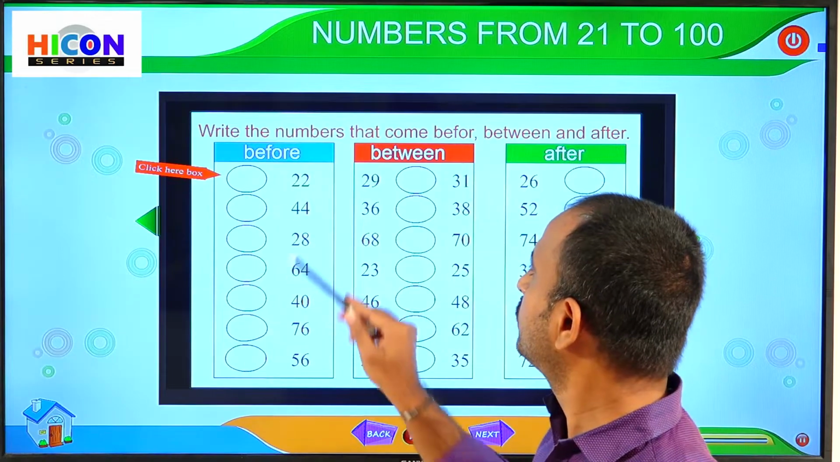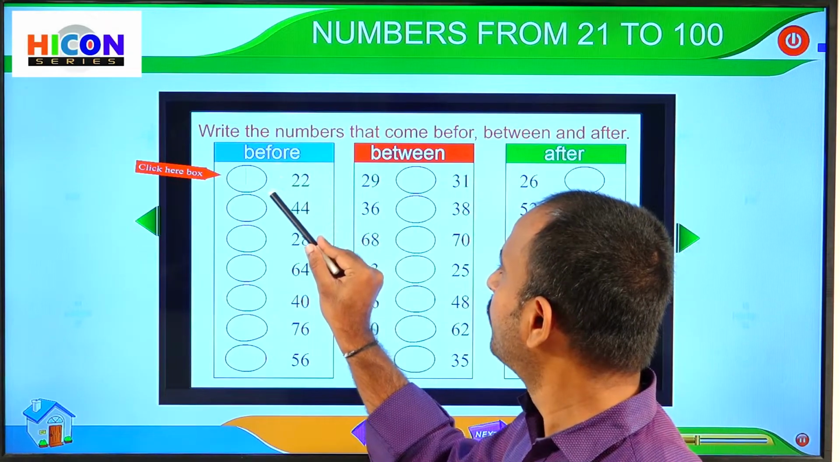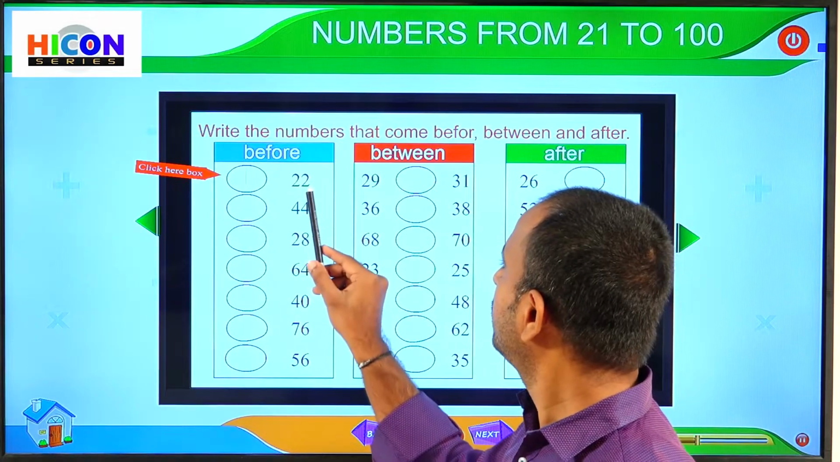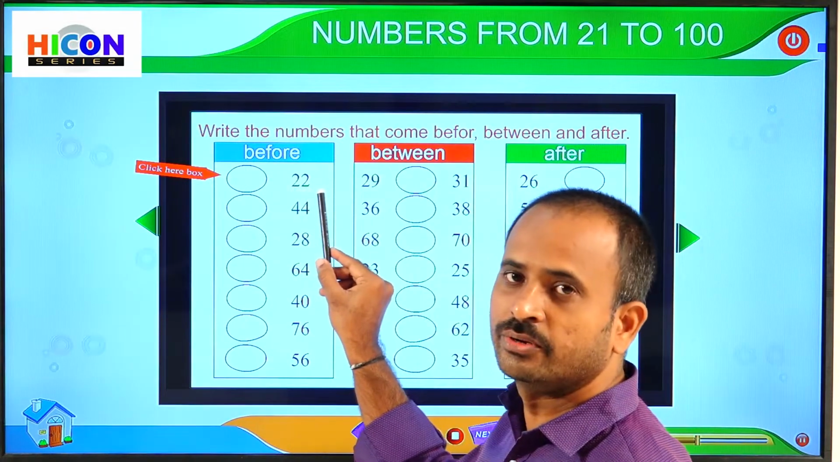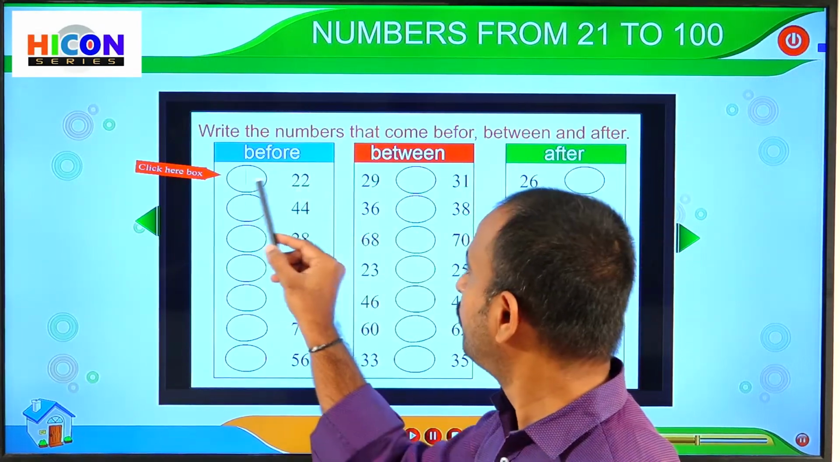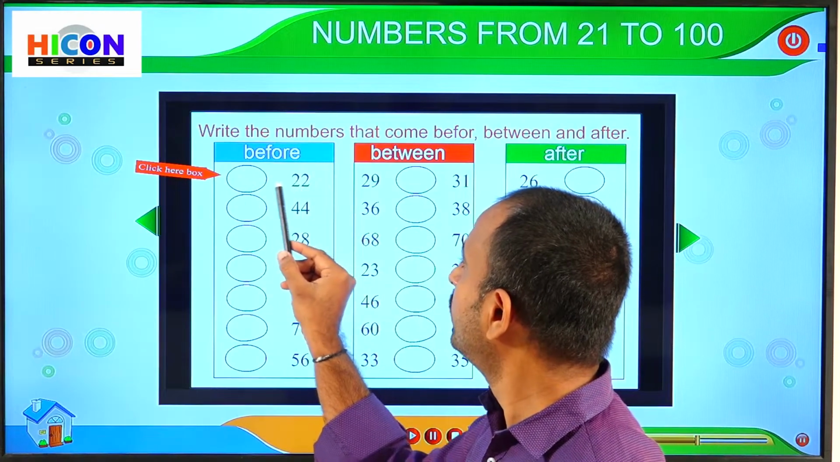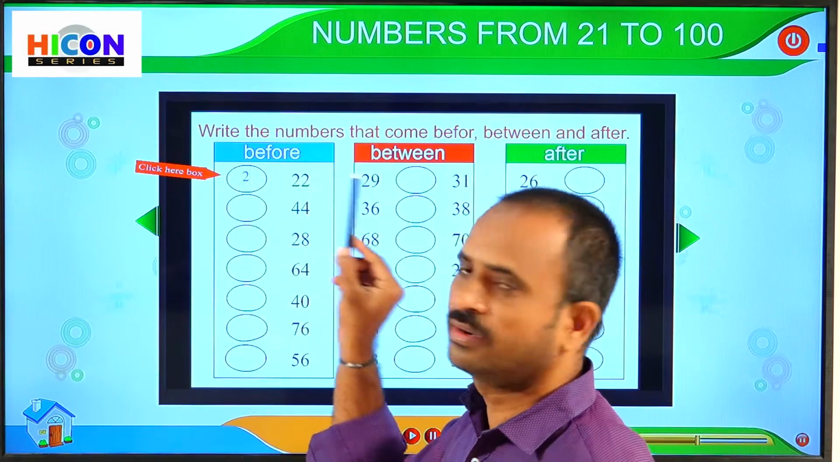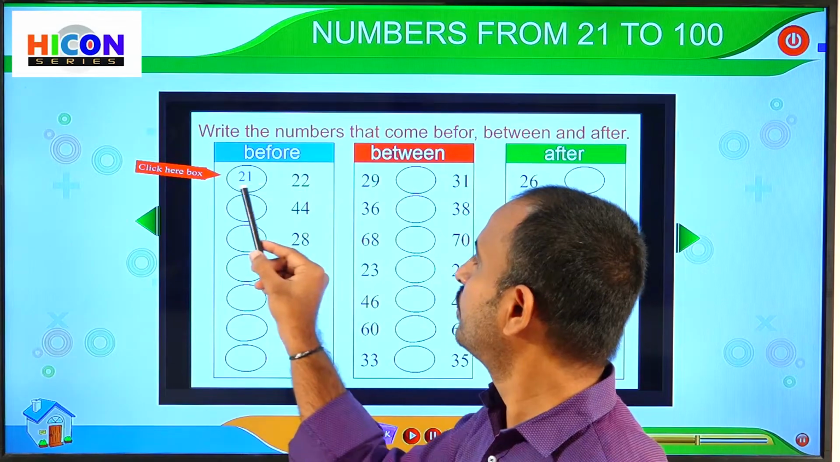So let us see the first one. Here we have to write the before numbers for the given number. See the first one, the given number is 22, and what is its before number? Before 22, what will we get? 21. So the before number is 21.